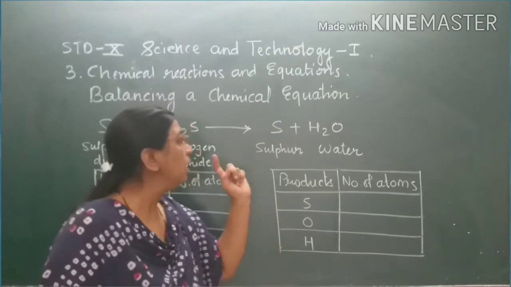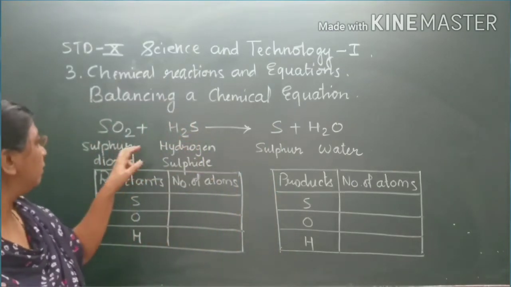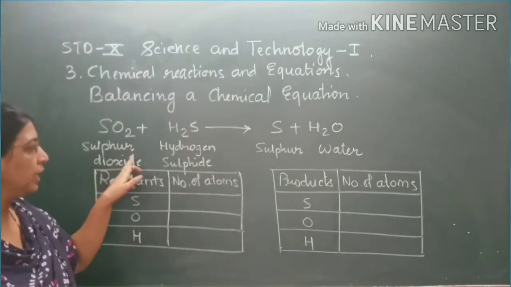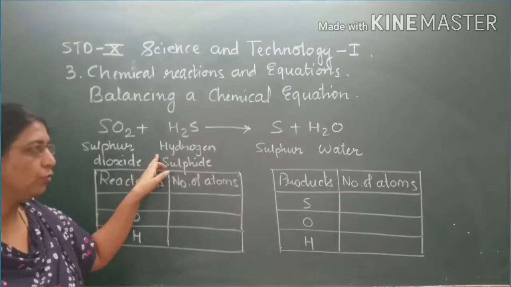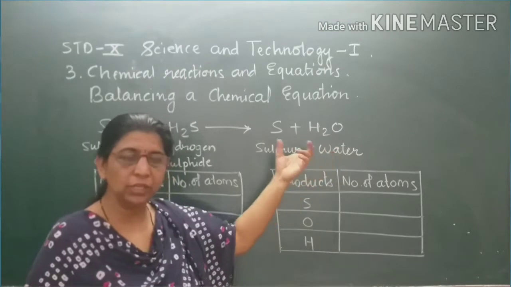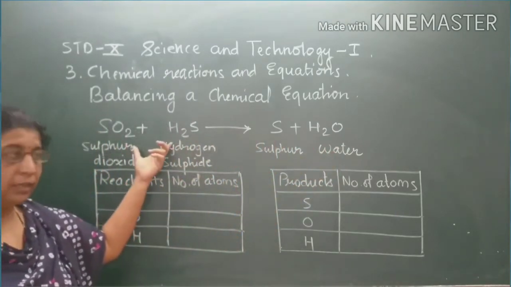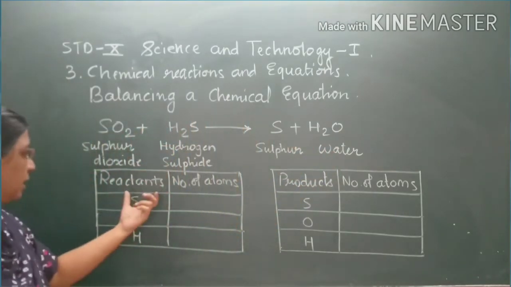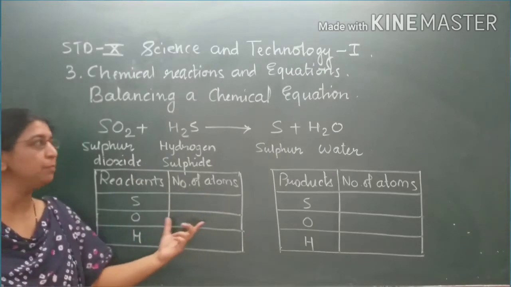A chemical equation is written on the board. You can read it. Sulfur dioxide reacts with hydrogen sulfide to form sulfur and water. Whenever we write any reaction, surely there are reactants and products. Let us write down the reactants, number of atoms present.